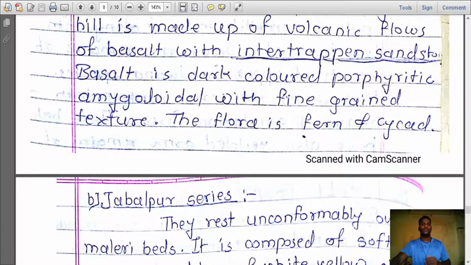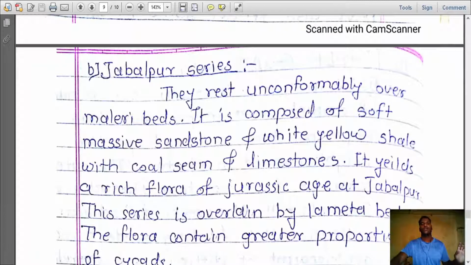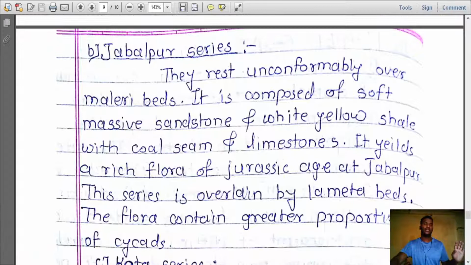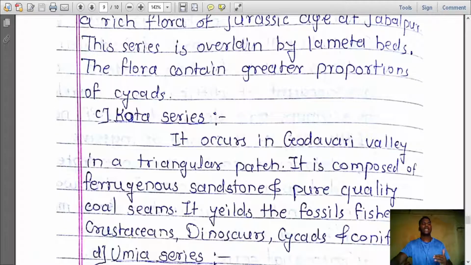Then Jabalpur series, they rest unconformably over Malari beds. It is composed of soft massive sandstone and white yellow shales with coal seam and limestone. It yields a rich flora of Jurassic age at Jabalpur. This series is overlain by lametta beds. The flora contains greater proportion of cycads.